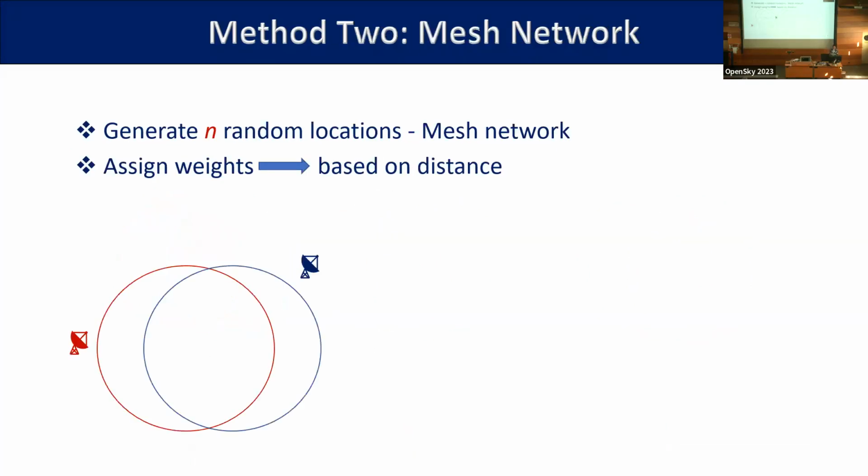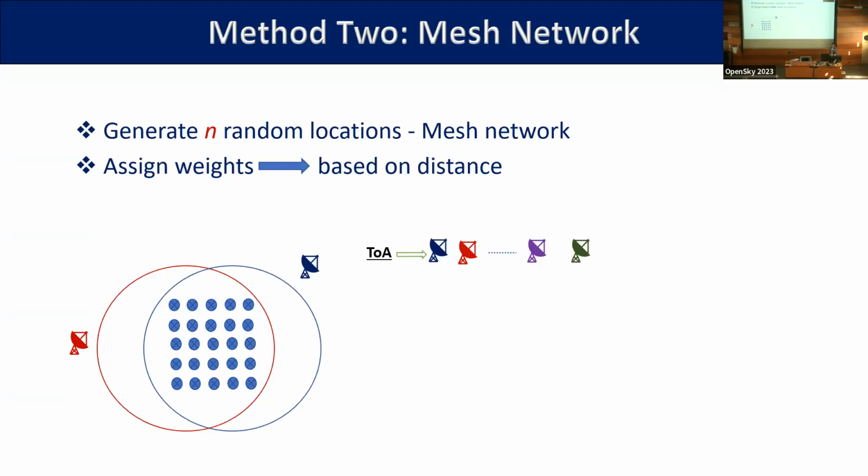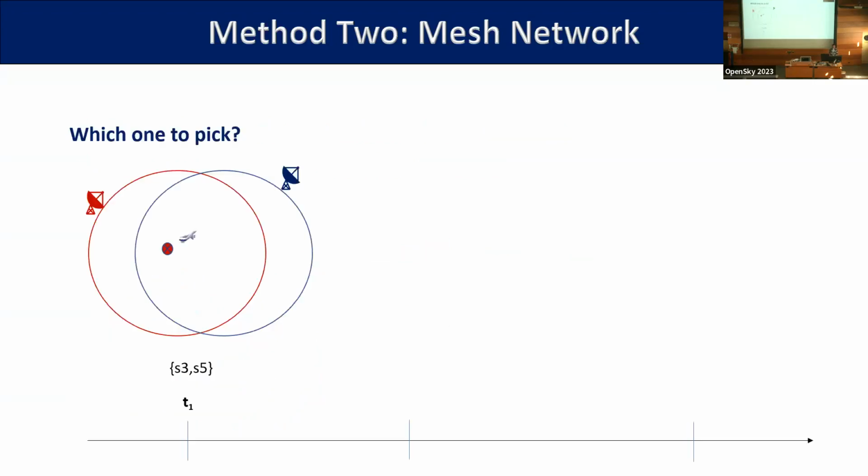So we're thinking about another method, which is, inside the intersection area, create a mesh network, and then generate a random point inside this intersection area. Based on the distance from this point to the first sensor that receives this message, we'll get a weight. So we first order them based on time of arrival, and then we take the distance, and then we give them a weight, and then pick the one that is closer to the sensor that received this message. But we also have a problem with this. Which one to pick, actually?